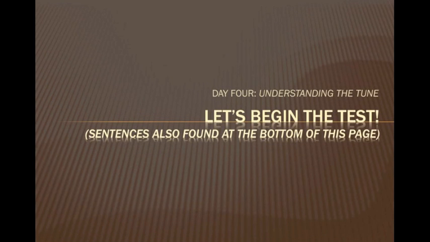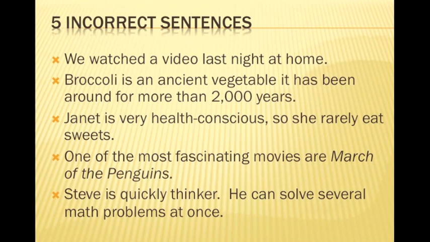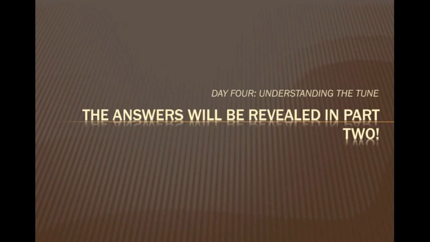So now let's begin the test. And you will see these sentences located at the bottom of this page. So I have listed here 5 incorrect sentences. And remember, there is only one mistake in each one, but that mistake could be almost anything. So take a look at these particular 5 sentences and try to correct them. Again, you can pause the screen if you like to look at these sentences, or you can look at the information below this page. The answers will actually be revealed in the second part of this video series.